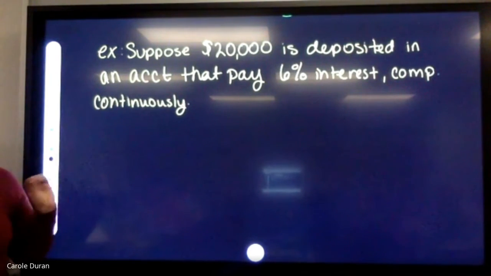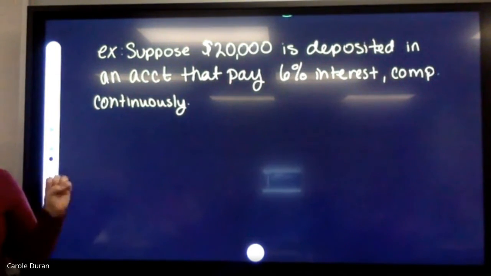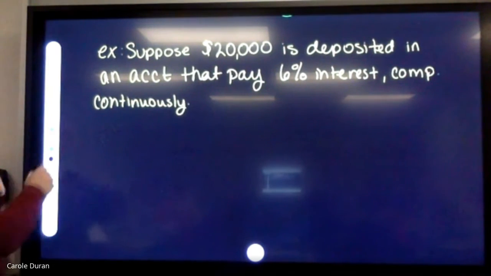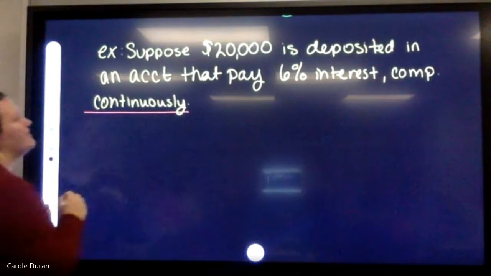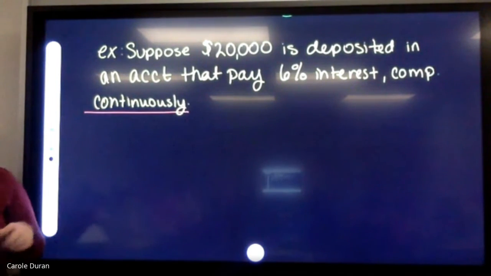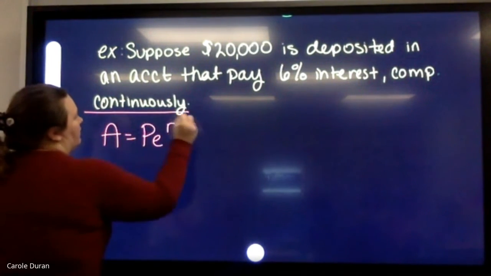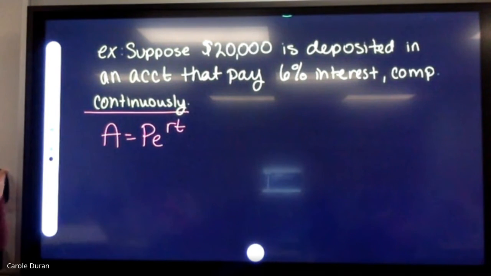How much money would I have after 5 years in this account? That's what I would like to figure out. So clearly I'm going to be using PERT because it says the word continuously in here, which means it's a natural exponential function. I still have to identify my principal amount, my interest rate, and the amount of time I'm letting the money be in the account and accrue interest.